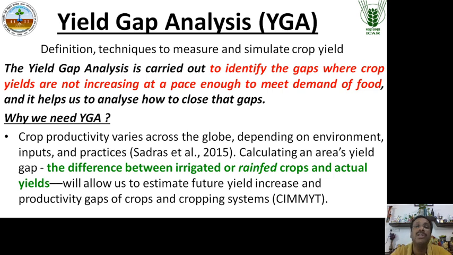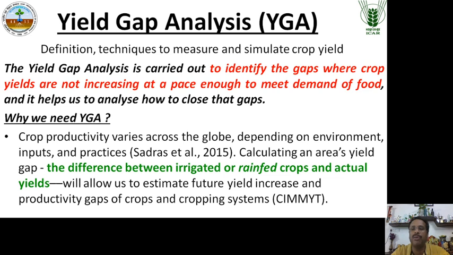This will give you the reasons behind this. What are those reasons? What are the constraints in crop production? That is what we need. Why do we need it? Because crop productivity varies across the globe depending on environment, inputs and practices. Environment means tropical, subtropical, temperate. Inputs are your fertilizer and irrigation: how much you are applying, whether it is deficit, excess, or optimum. It is better to use the word optimum for how much you are applying.